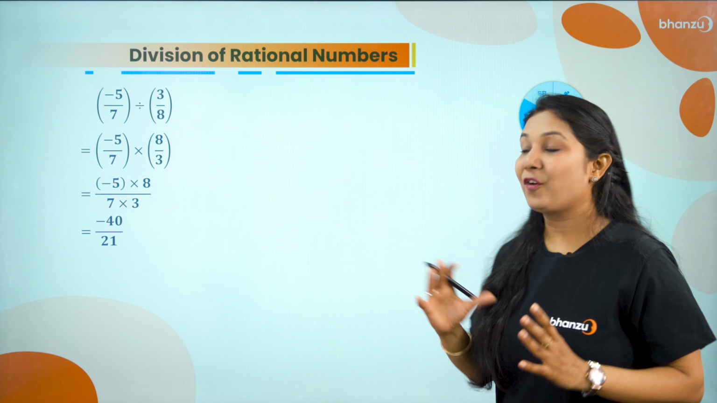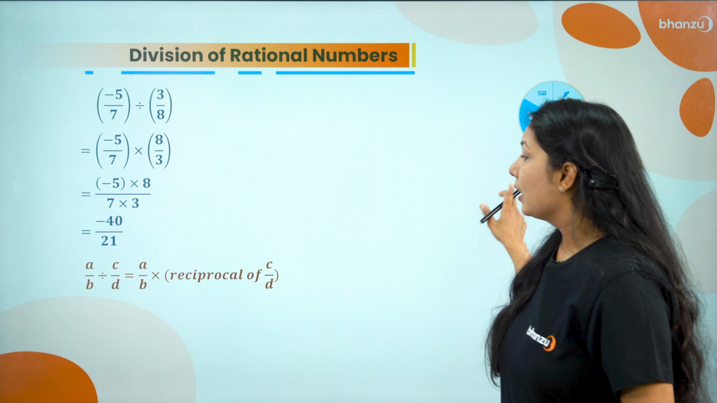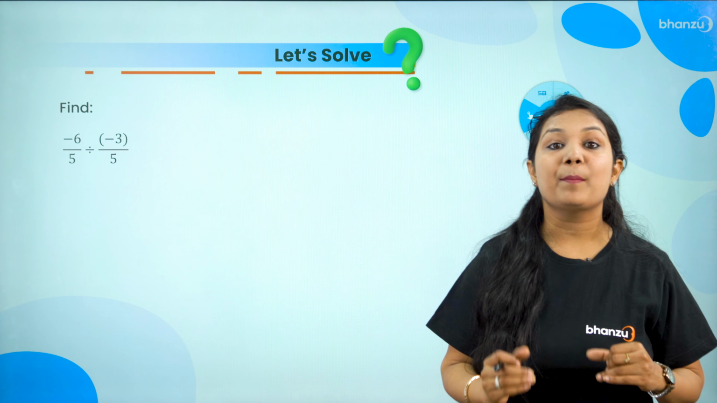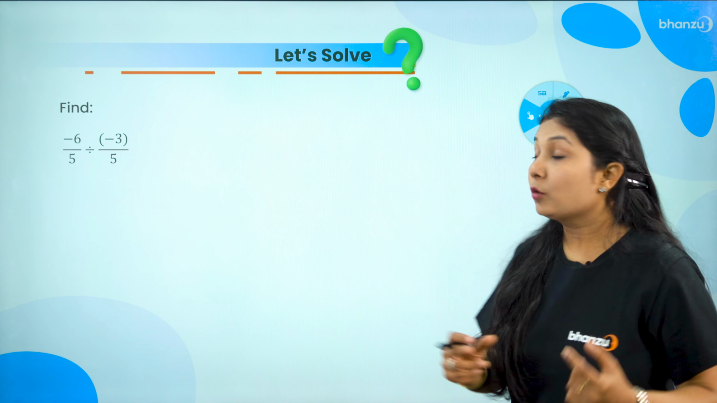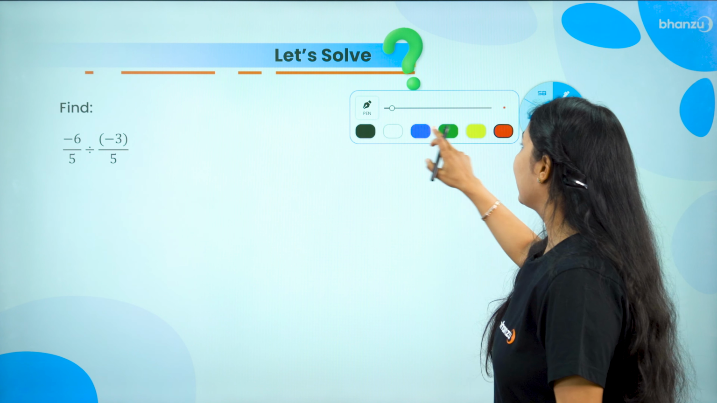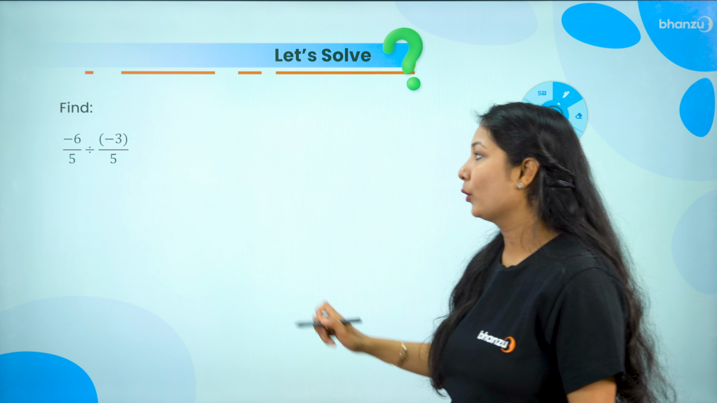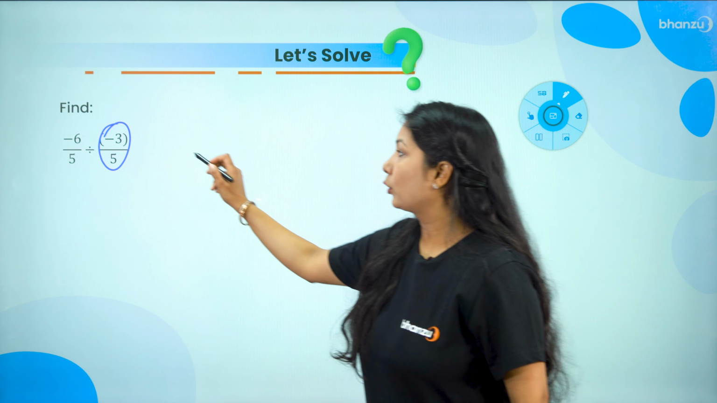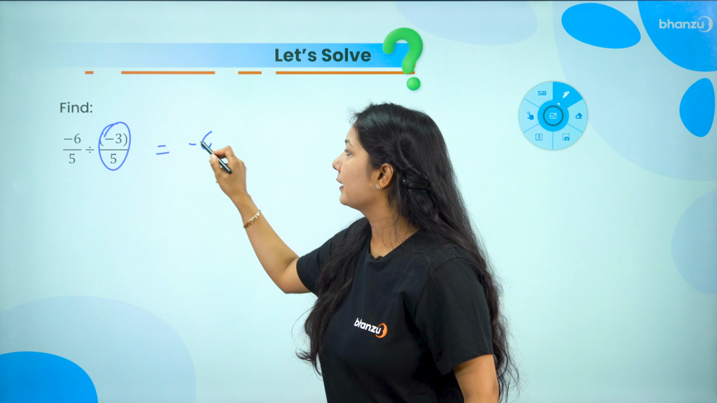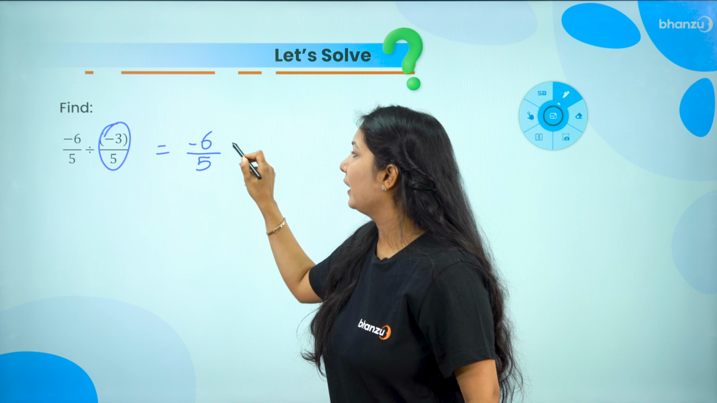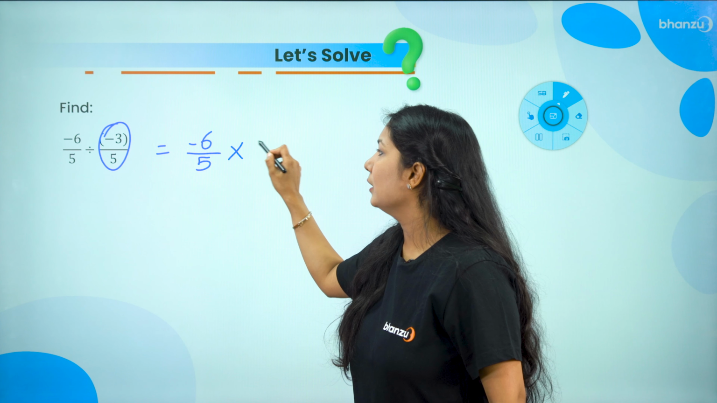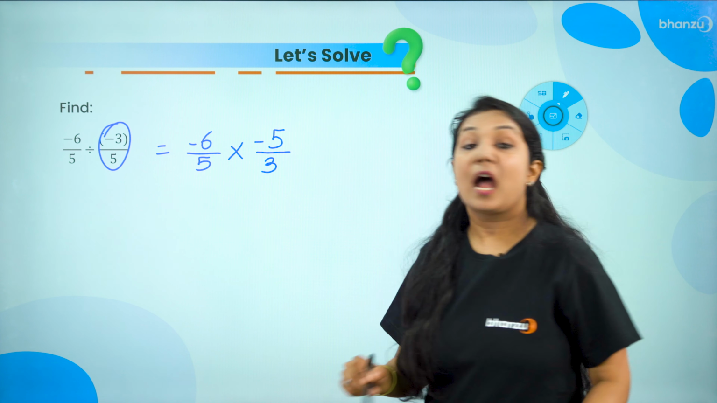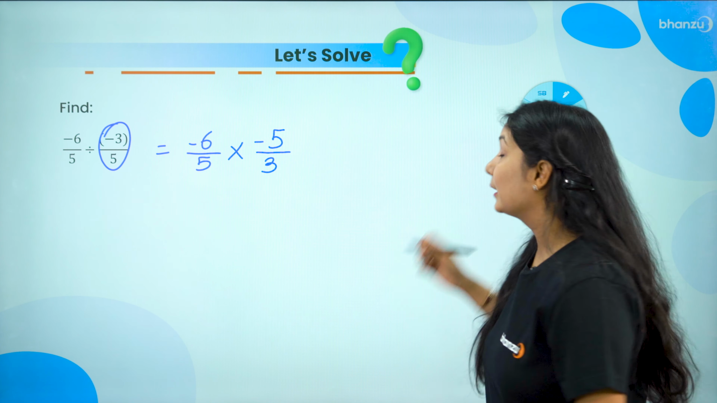So now it's time for us to practice a question where we have minus 6 upon 5 divided by minus 3 upon 5. So what should we do? Remember reciprocal. So reciprocal of the second rational number. But before that, let's copy the first rational number as it is. Minus 6 upon 5, division becomes multiplication and the rational number becomes now minus 5 upon 3 because it's the reciprocal of it.